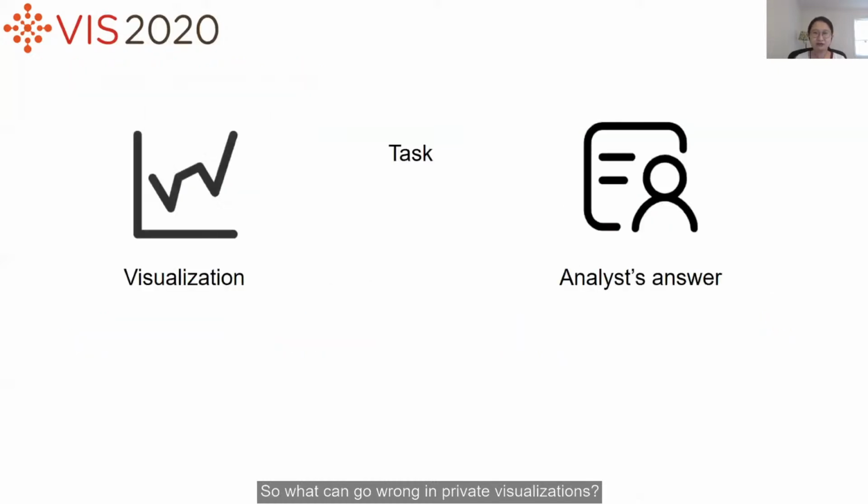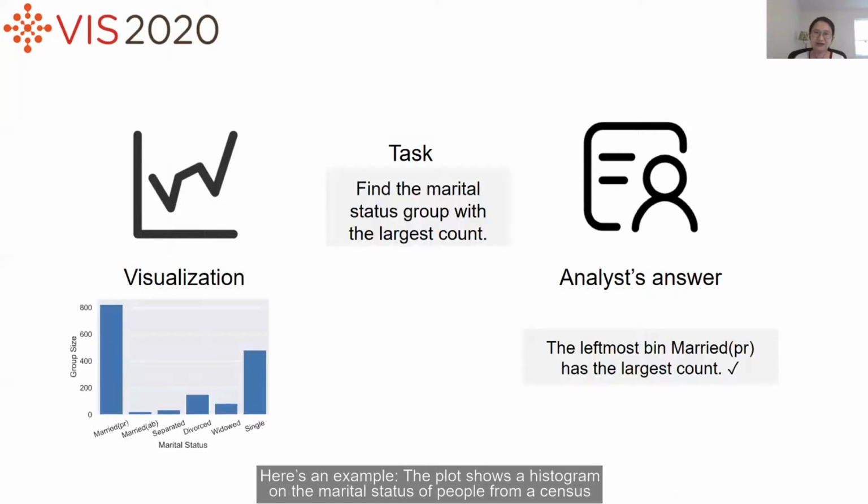So, what can go wrong in private visualizations? Let's first come back to the non-private visual analysis case. Given a visualization, the analyst performs different kinds of visual tasks to gain better knowledge about the underlying data. In order to succeed in a task with non-private visualization, the user only needs to accurately perceive the information in the plot. Here's an example.